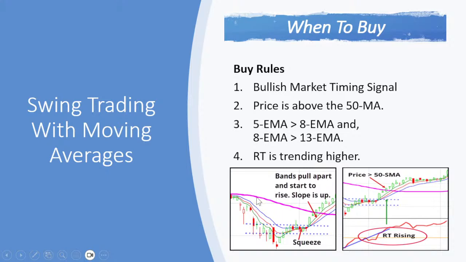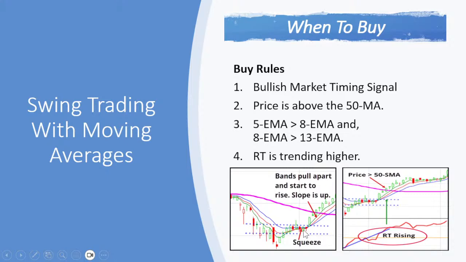So here's an example. The pink line here is the 50-day simple moving average. The green line is the 5-day EMA. The red line is the 8-day EMA. The blue line is the 13-day EMA. Here on the left side of the chart, stock price was falling. It was below the 50-day moving average. It stops falling, begins to rise, starts to approach the 50-day moving average, and what do you see? You see those three moving averages squeeze together. There's the squeeze.